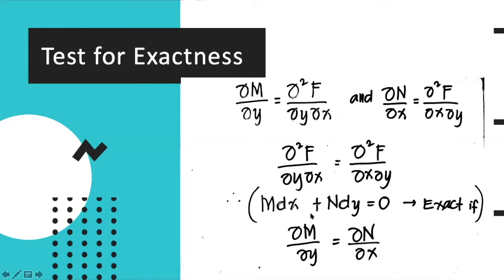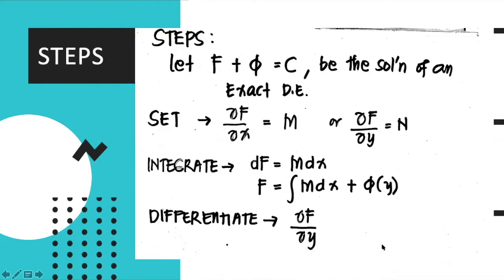Therefore, the given equation of the form M dx plus N dy equal to 0 is an exact equation, provided that the condition holds that the partial derivative of M with respect to y is equal to the partial derivative of N with respect to x. So that's basically what we need to determine if the equation is an exact differential equation. So first, you are going to test the given differential equation of this form. If the given DE satisfies this test for exactness, then it is an exact differential equation.